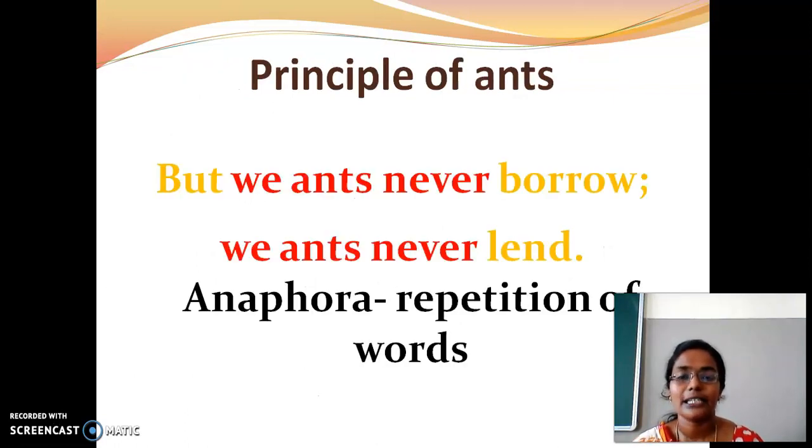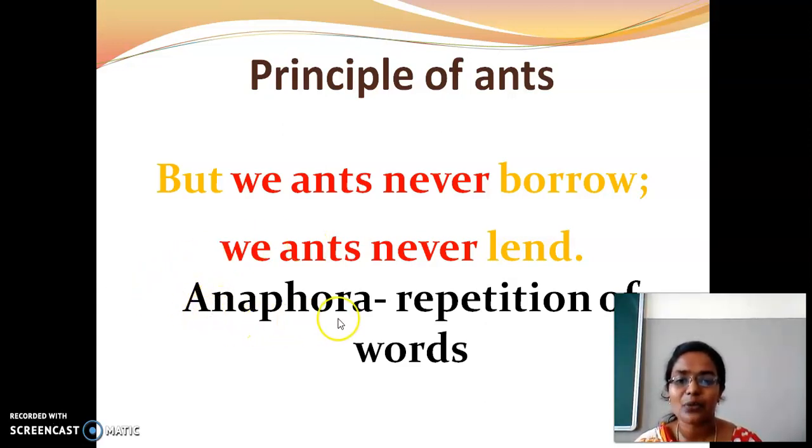Next, the principle of the ant, that is what we have discussed. And in the previous class itself, I have told you about the poetical devices. We have come across the rhyme scheme, personification, alliteration. Don't we, children? Yes, we have come through personification, alliteration, and I have introduced you to the rhyme scheme. Here you could see one more poetical device.